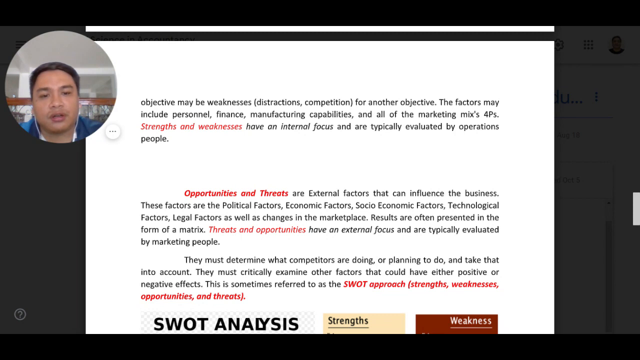Okay? So results are often presented in the form of a matrix. Threats and opportunities have an external focus and are typically evaluated by marketing people. So marketing people do the research. No? They try to identify what are those factors that could affect the business itself. Okay, so they must determine what competitors are doing or planning to do and take that into account. They must critically examine other factors that could have either positive or negative effects. This is sometimes referred to as the SWOT approach.